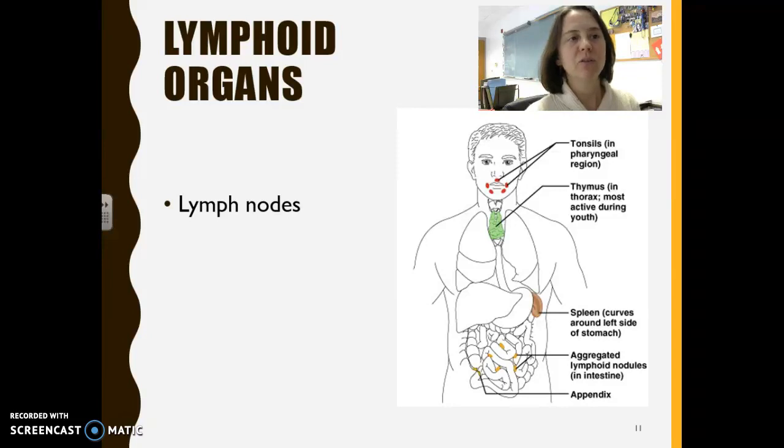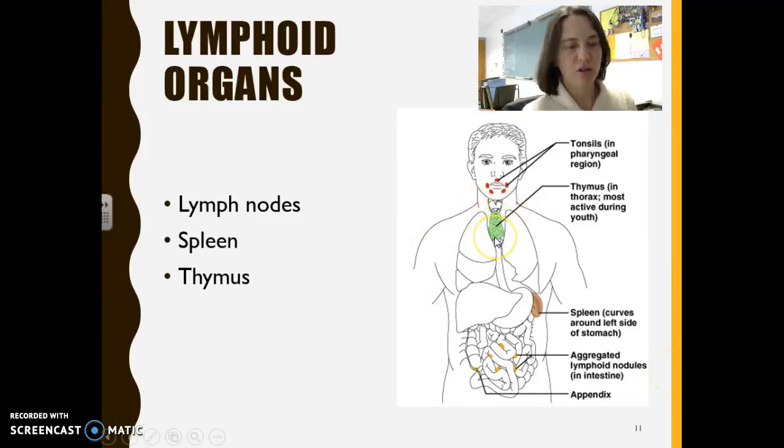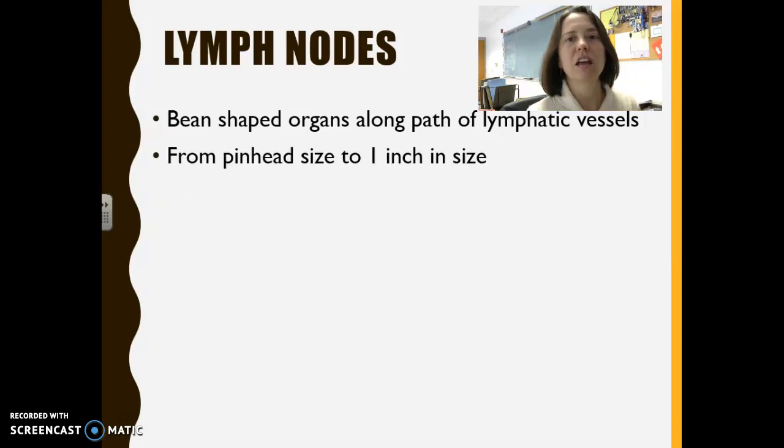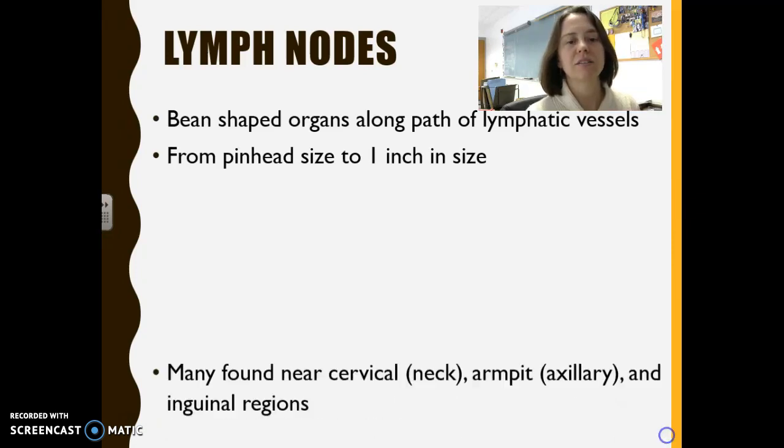They include the lymph nodes, which we're going to talk more about, the spleen, which is located over here, the thymus, which is located by your sternum, and your tonsils, which are in the pharynx or the throat. Okay, so you should have all heard about lymph nodes. These are bean-shaped organs along the path of lymphatic vessels, and they are all quite small. They're about the size of a pin head to at most 1 inch in size.